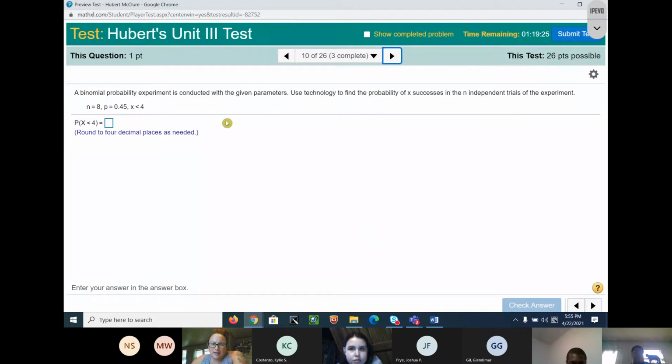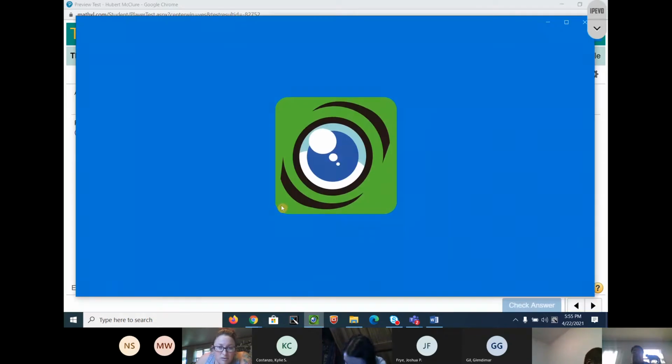This is the one I couldn't remember how to do earlier. Binomial, and it's going to be cumulative, but are you going to include 4? So I'm going to draw a picture of this one because I always told y'all, when in doubt, draw the curve.